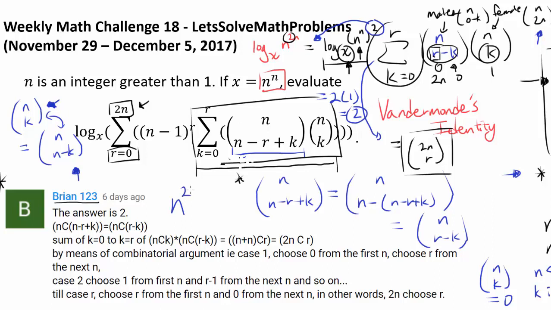Another way of thinking about it: what do we have to raise n to the n by to get n to the 2n power? And it's pretty obvious that the answer is 2. So the final answer for this question is 2.